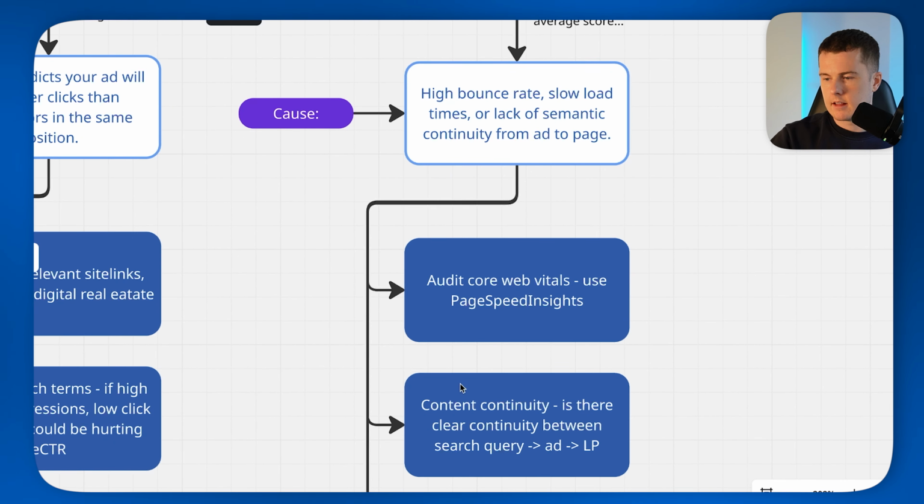But then the next thing that you're going to need to do is look at the content continuity. Basically, is there clear continuity between, as I said, your search query, your ad, and your landing page? So if a user is searching for trail running shoes and my ad says trail running shoes and they get sent to a collection page of marathon shoes, well, then that is not going to work. That is going to be a really poor landing page experience because it's not going to match what the promise was in the ad, and it's just not relevant to their search query.